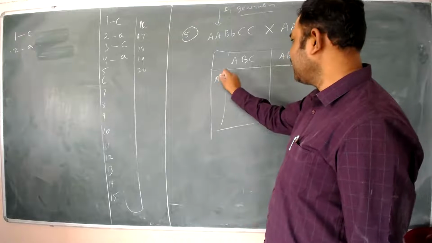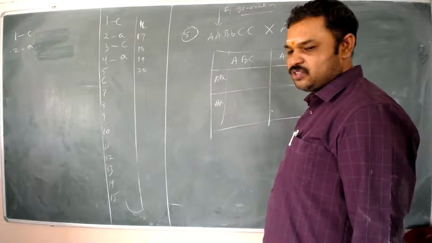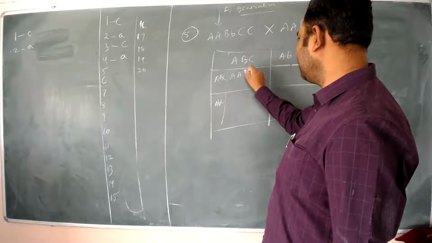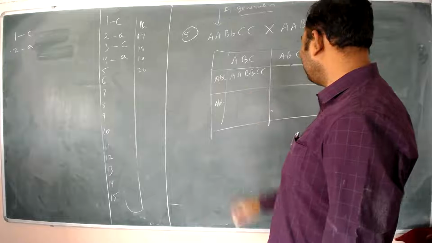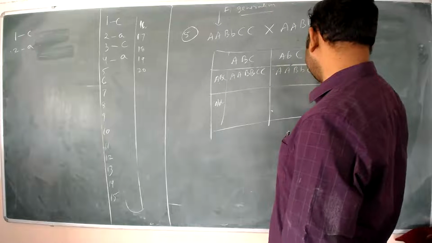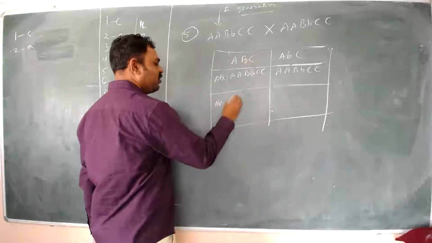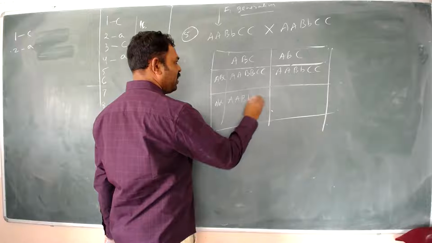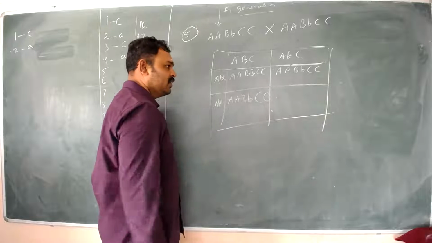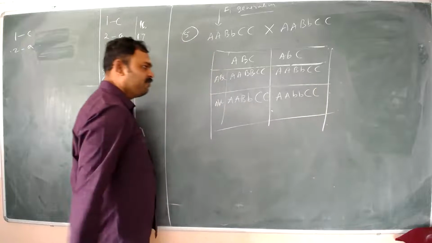Next, what are these gametes? A, B, C. Next, what is here? A, B, C. So you have to make selfing: capital A, capital A, capital B, capital B, capital C. Next, capital A, capital B, small b, capital C, small c, capital C, capital C. Next one, you make a cross: capital A, capital B, small b, capital C, capital C. Then you have capital A, small b, capital C.